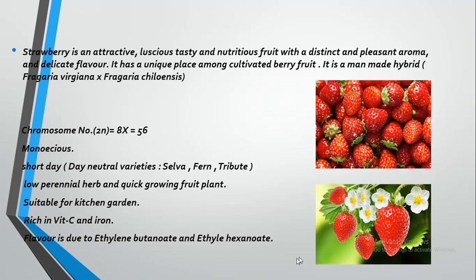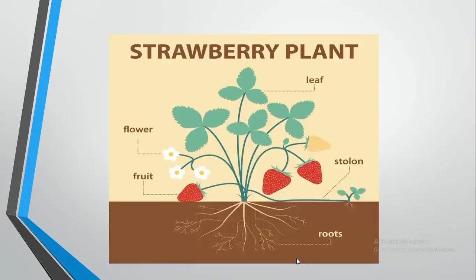The chromosome number of strawberry is 56 and it is octaploid in nature, whereas hexaploid and diploid species are also available. It is monoecious and it is a short day plant, whereas various day neutral varieties are also available, like Selva, Fern, and Tribute. It is a low perennial herb and a quick growing fruit plant. It is suitable for kitchen garden and a rich source of vitamin C and iron. And the flavor is due to ethyl hexanoate and ethyl butyrate.